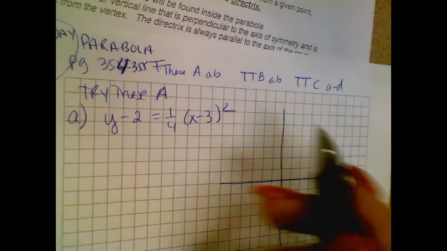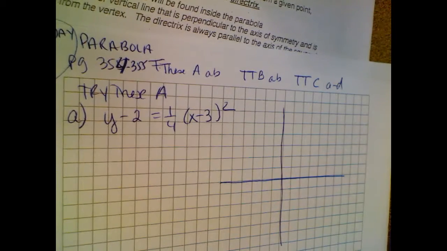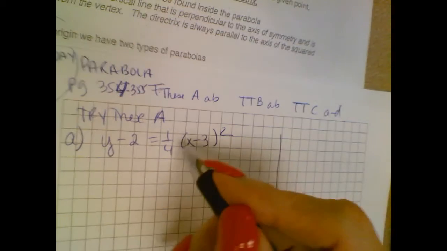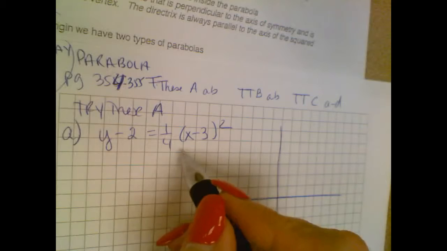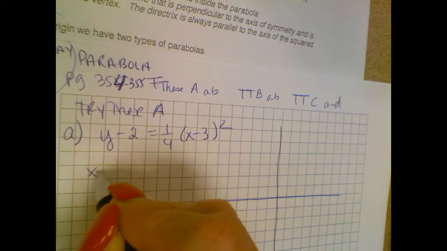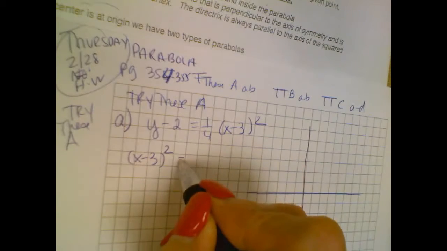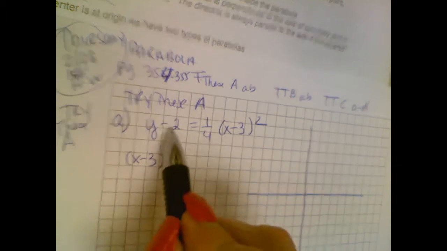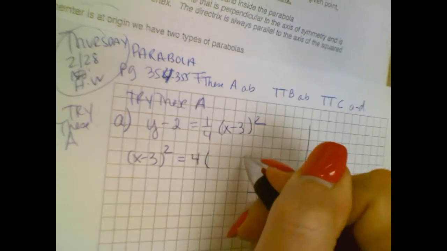Which type is this? You want to look to see which term is squared. Always look to see which term is squared. In the book, they like to use fractions. I personally don't like this. I like the squared term first, so I make the x minus 3 squared first. I would like you to multiply both sides by 4, because I'd rather not work with a fraction.